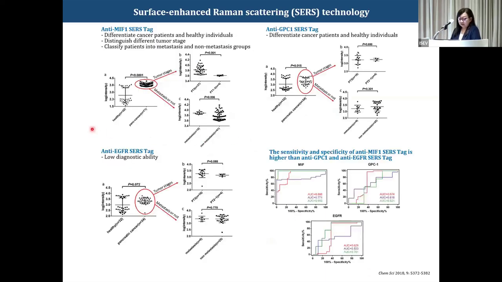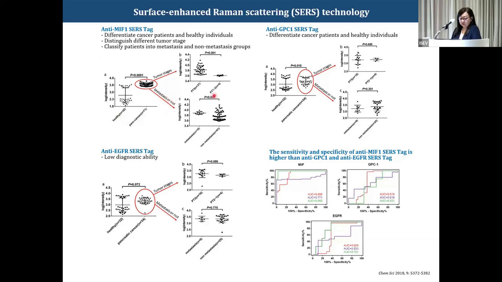So the study analyzed serum samples of pancreatic cancer patients and samples of healthy controls using tags conjugated with different antibodies against the tumor proteins. The use of MIF1 antibody conjugated tag revealed a significantly higher level in cancer patients compared to healthy controls.